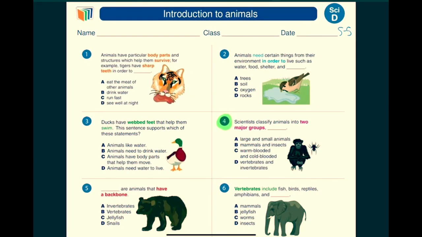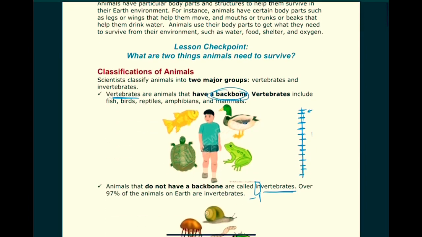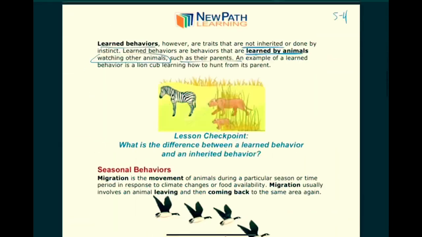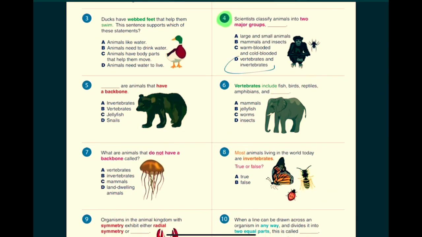Scientists classify animals into 2 major groups. So at the start of the packet, oh, what do you know? The very first thing that we marked, right above that: scientists classify animals into 2 major groups, vertebrates and invertebrates. So go back, refer to the text. Your answer is right there. So the answer would be D.